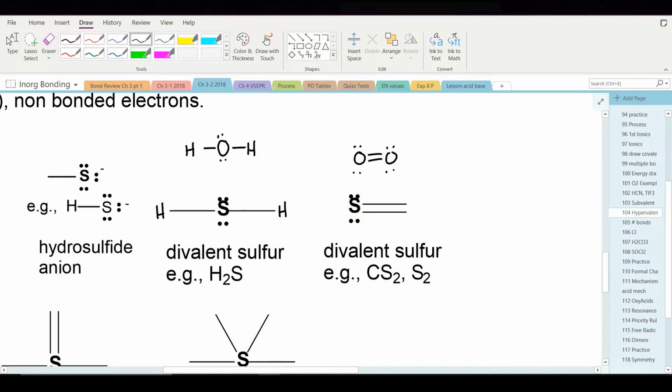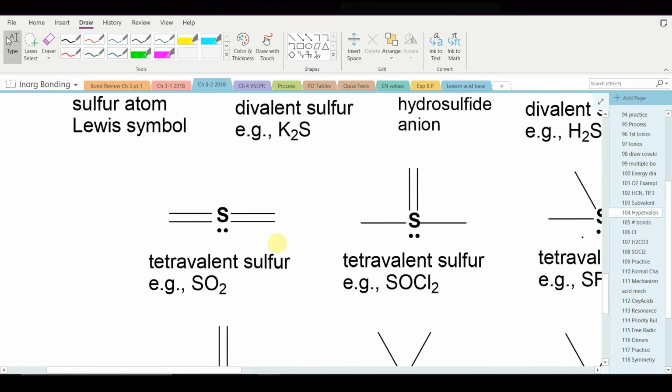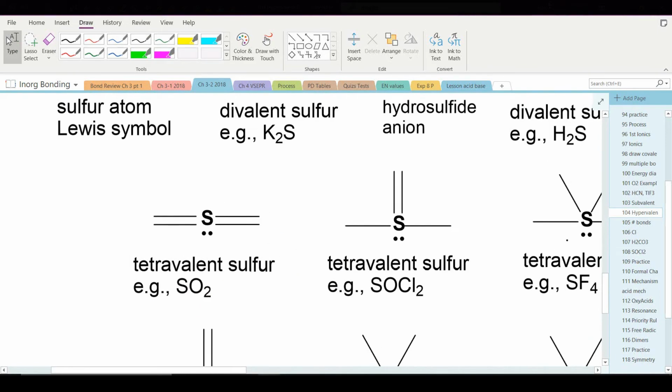What other possibilities are there? What if sulfur, let me redraw its Lewis symbol here so we can look at it. What if it used its 2 single unpaired electrons to form a double bond, and then used another pair to form another double bond, and then it had an unbonded pair remaining? Can it do that? Sure. It's a 3rd period element. It can be hypervalent. An example is sulfur dioxide, SO2.